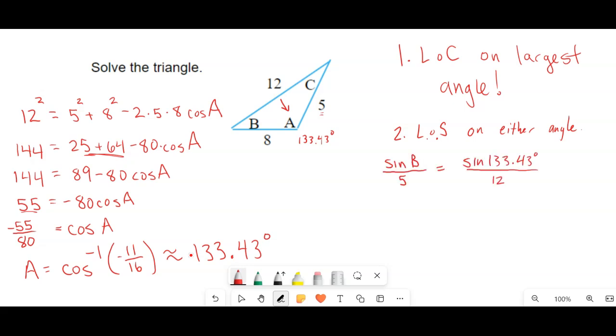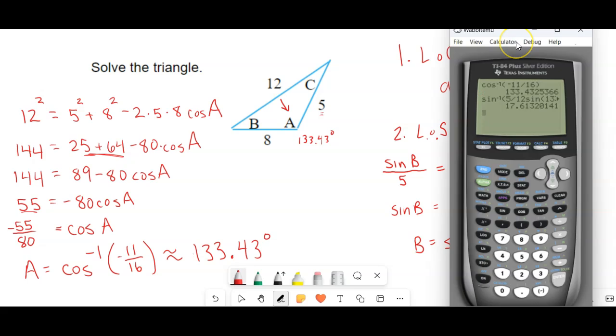Alright, so there's setting up the law of sines for the angle I'm solving for. Multiply both sides by 5. You get the sine of B is 5/12 the sine of 133.43. So that means that B is the inverse sine of all that. Alright, so B is roughly 17.61 degrees.